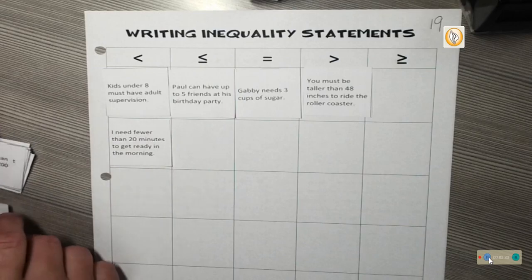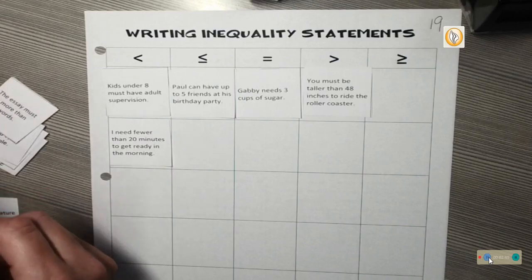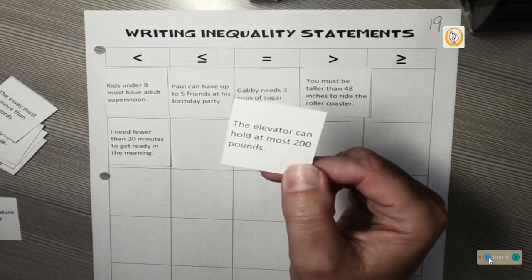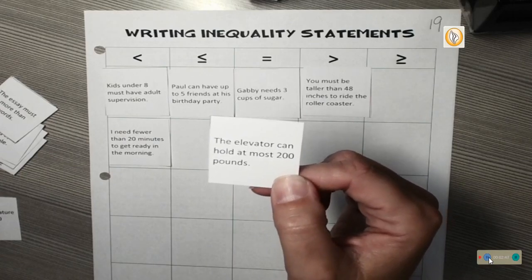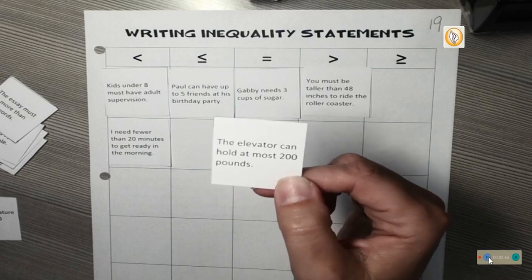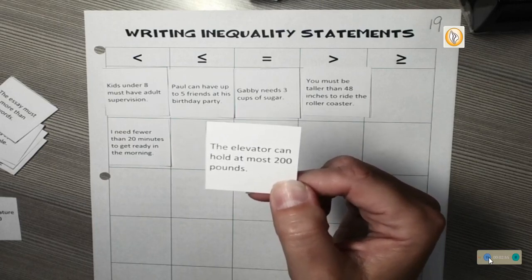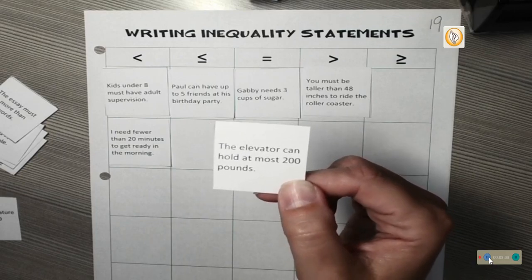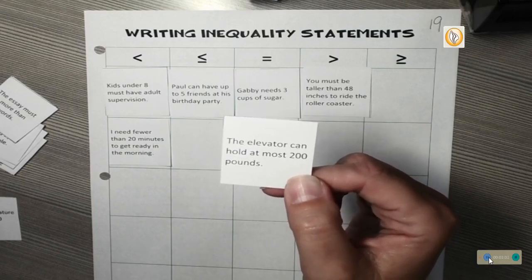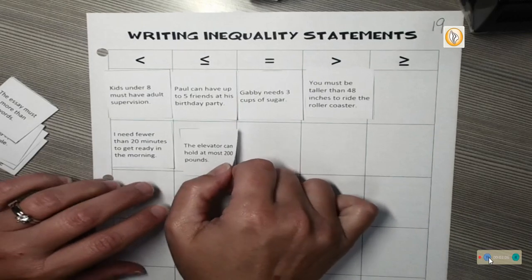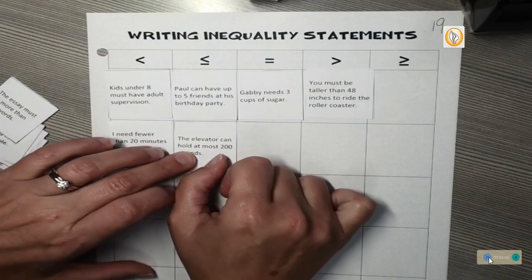48. All right, this next one says, the elevator can hold at most 200 pounds. Now, let's think about that. The most the elevator can hold is 200 pounds. So, can it be 200 pounds? Yes. Can the elevator go over 200 pounds? Why not? It can't hold that much. It's going to break. So where had you better stay? 200 or less. So 200 or less would be less than or equal.